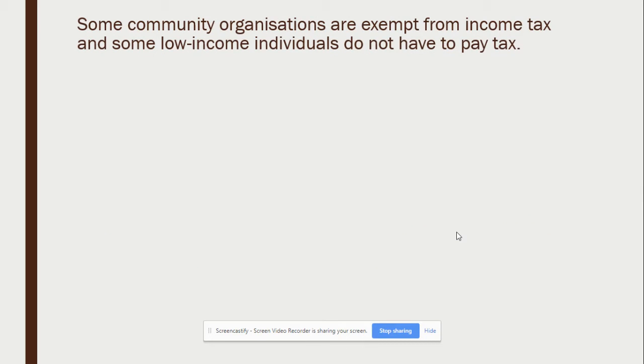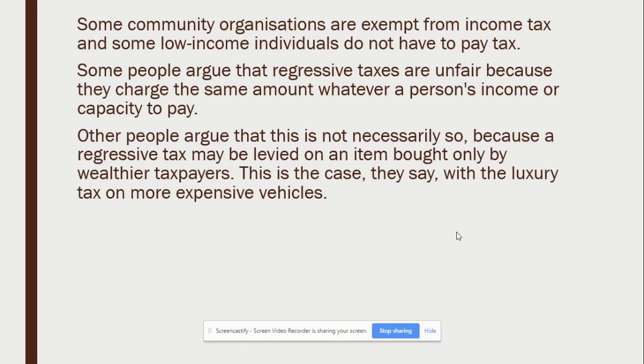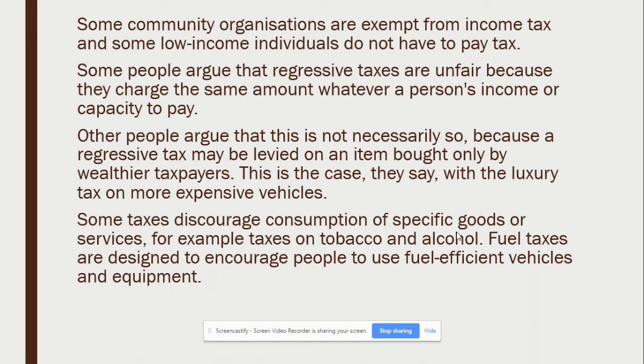Some community organisations are exempt from paying income tax, and some low-income individuals do not have to pay tax. Some people argue that regressive taxes are unfair. That's the one that's the same no matter what, because they charge the same amount, whatever a person's income or capacity to pay. Other people argue that this is not necessarily so, because a regressive tax may be levied on an item bought only by wealthier taxpayers. This is the case, they say, with the luxury tax on more expensive vehicles.